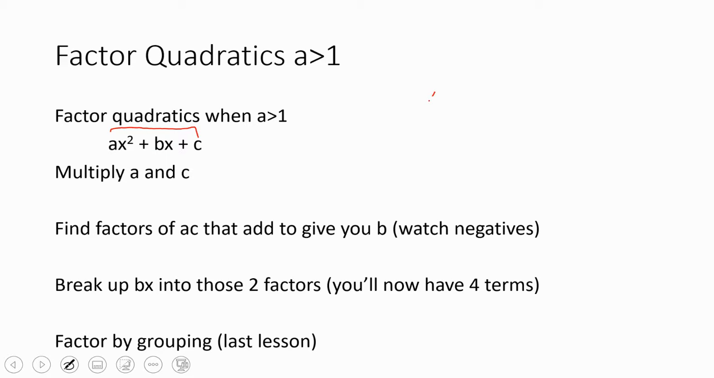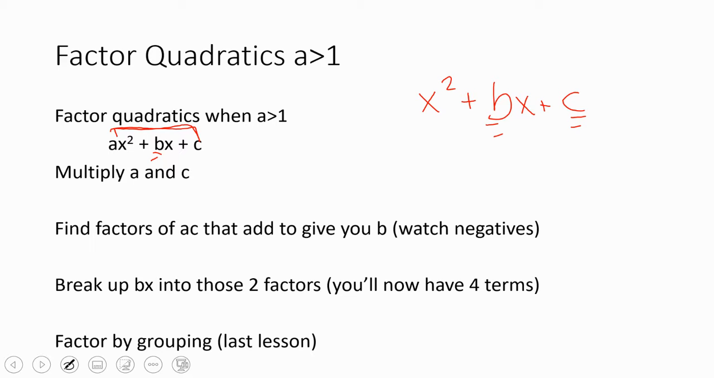Now, if you remember when we factored when a was 1, we found the factors of c that added to give us b. Now you're just finding the factors of a and c multiplied together that are going to add to give you b. Okay, so it's still very similar to what we did before. It's just you have to multiply a and c together first. You're not just finding factors of c by itself.